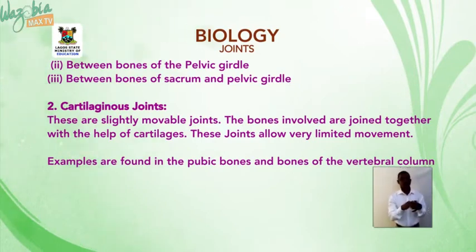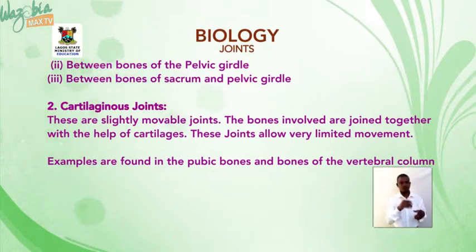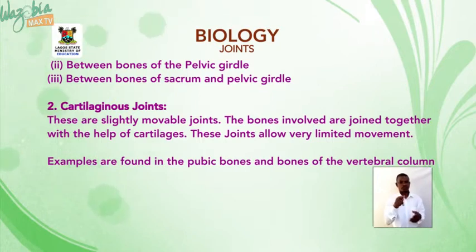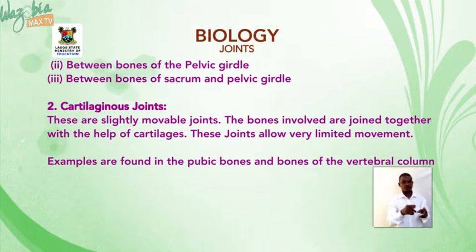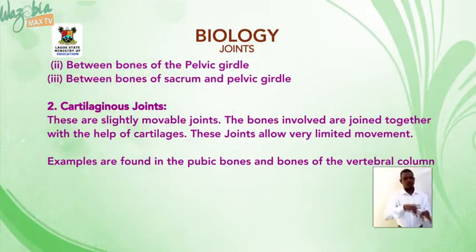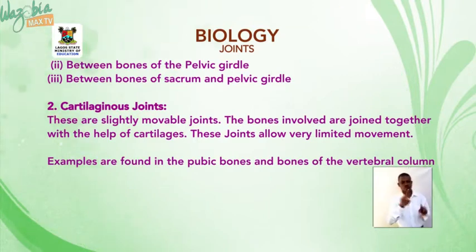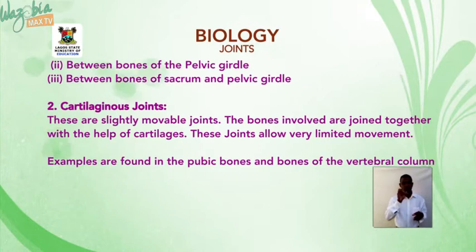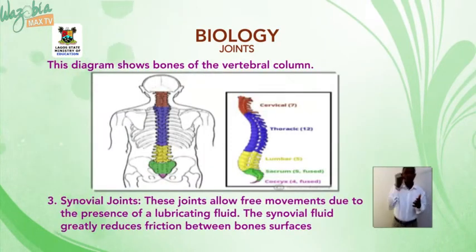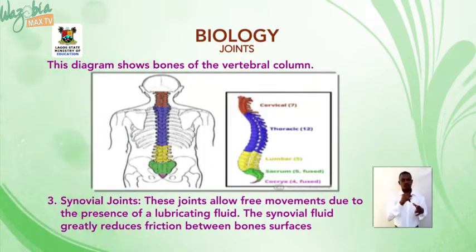Cartilaginous joints. These are slightly movable joints. The bones involved are joined together with the help of cartilages. These joints allow very limited movement. Examples are found in the pubic bones and bones of the vertebral column. This diagram shows bones of the vertebral column.